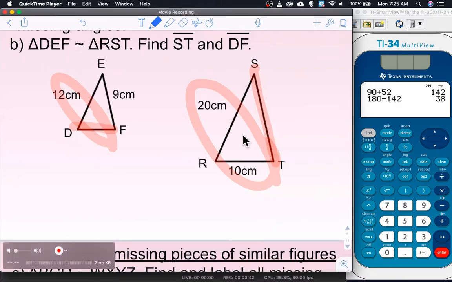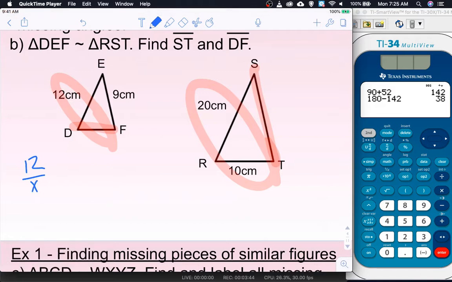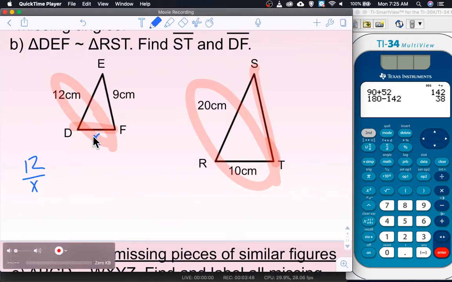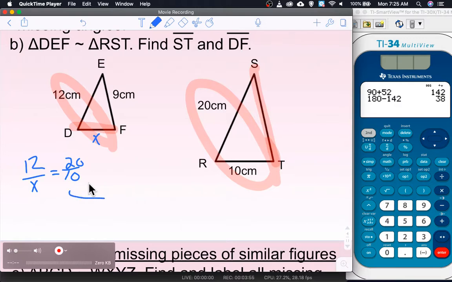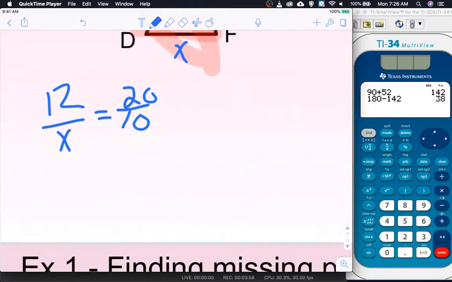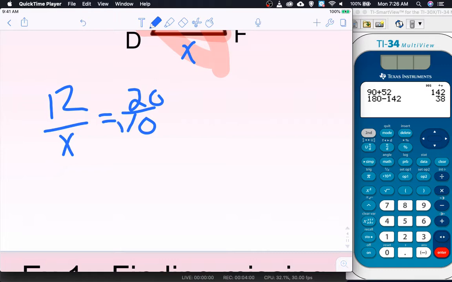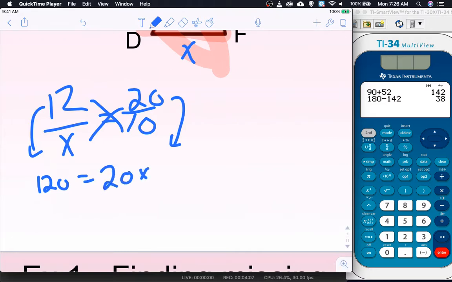Check this out. 12 over x. I'm going to call him x. So 12 over x equals 20 over 10. And we can solve this proportion. We can cross multiply and solve for x and find it. So cross multiply, that gives me 120. That gives me 20x. When I divide by 20 on both sides, x equals 6.